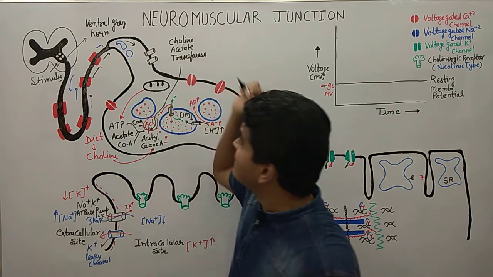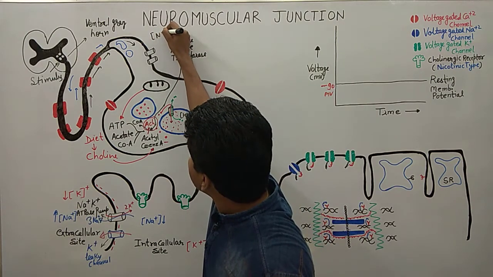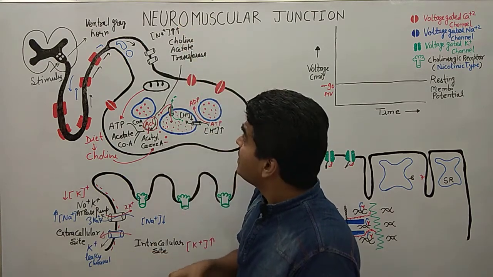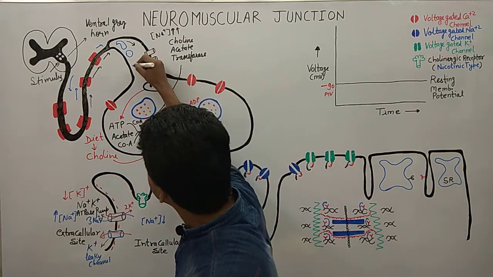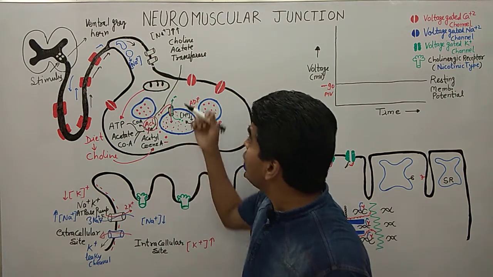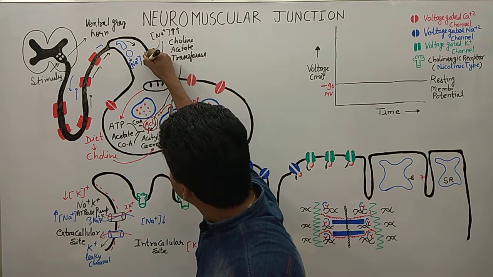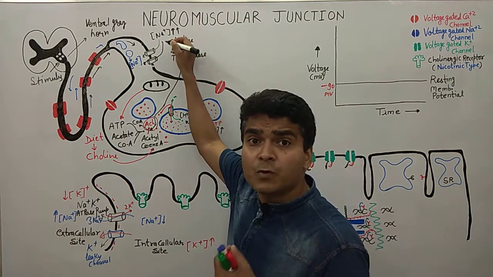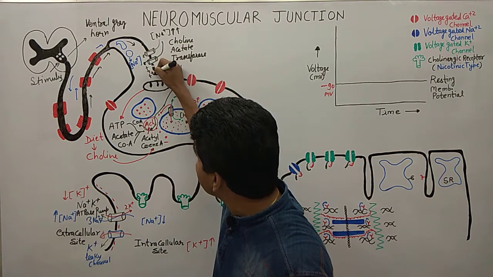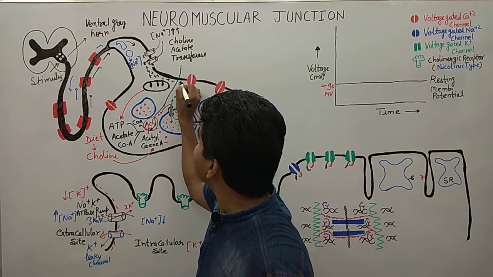I already told you sodium is more in this area, and less in this area. Clear? So what happened? Sodium is moving in this direction. Clear everyone? So when sodium comes in this direction, this area becomes positive. ये area कैसा हो जाएगा? Positive. Now positive charge is moving in this direction.